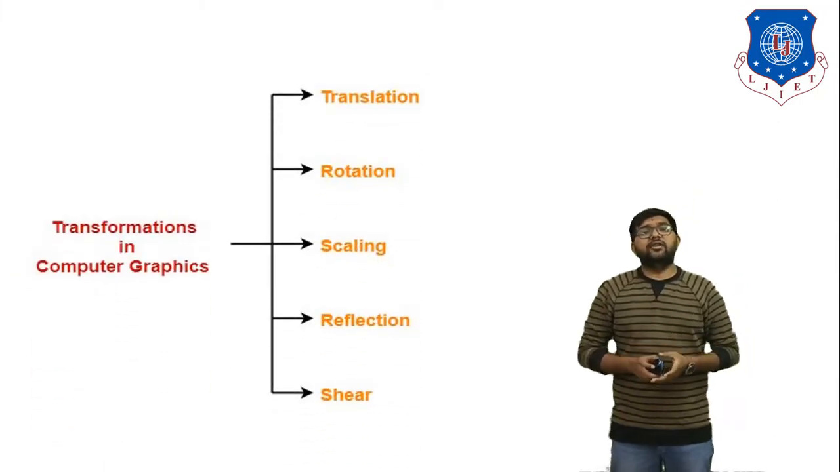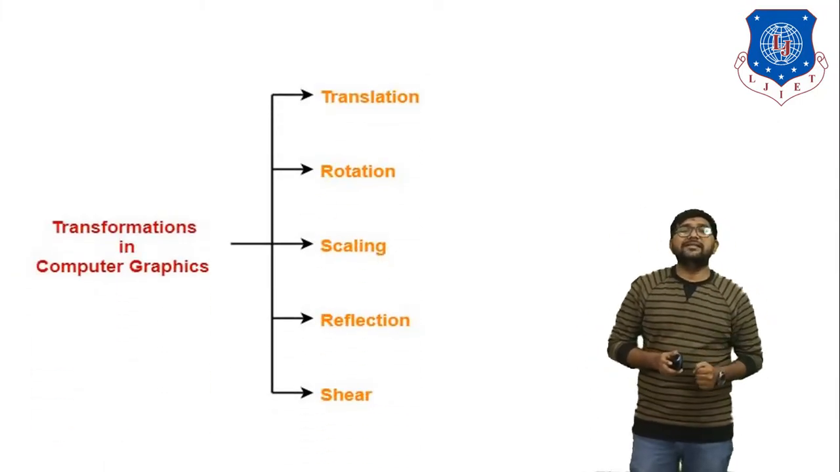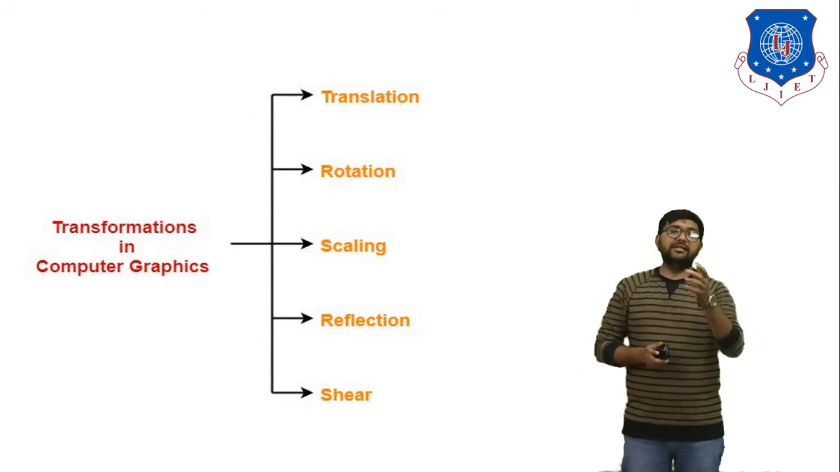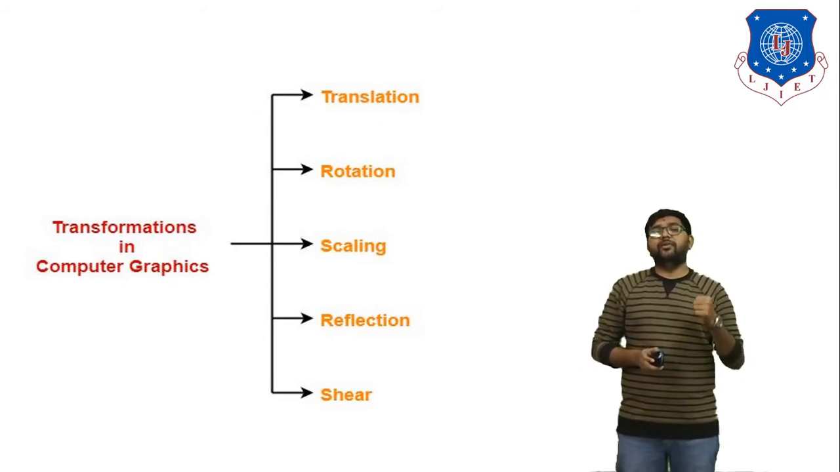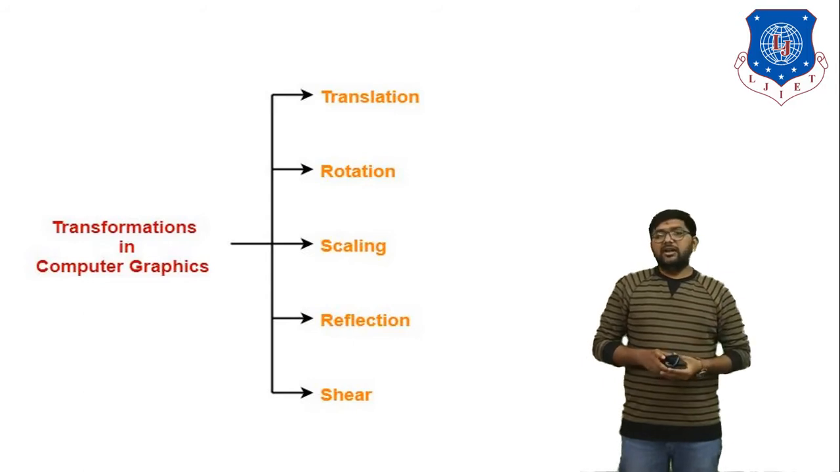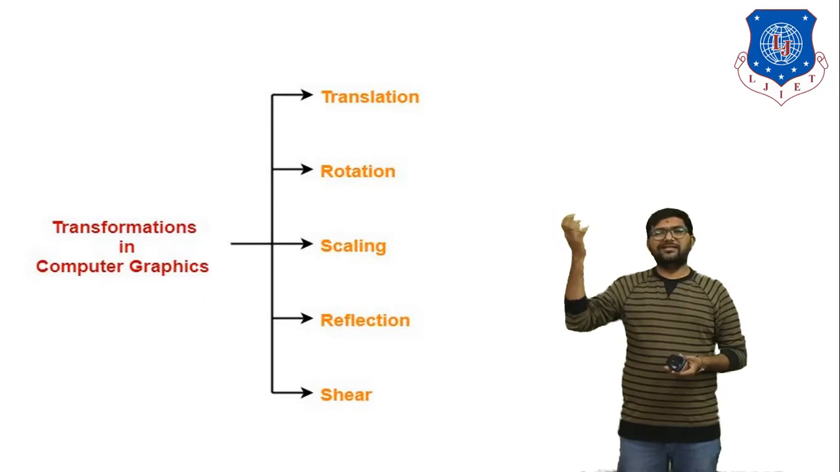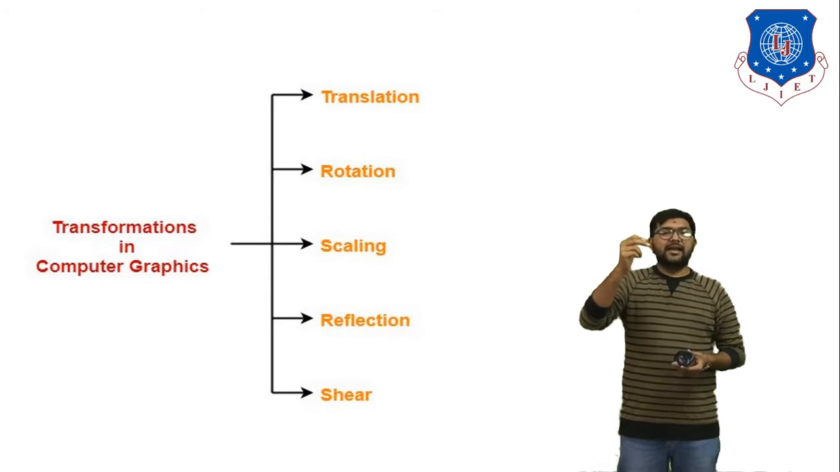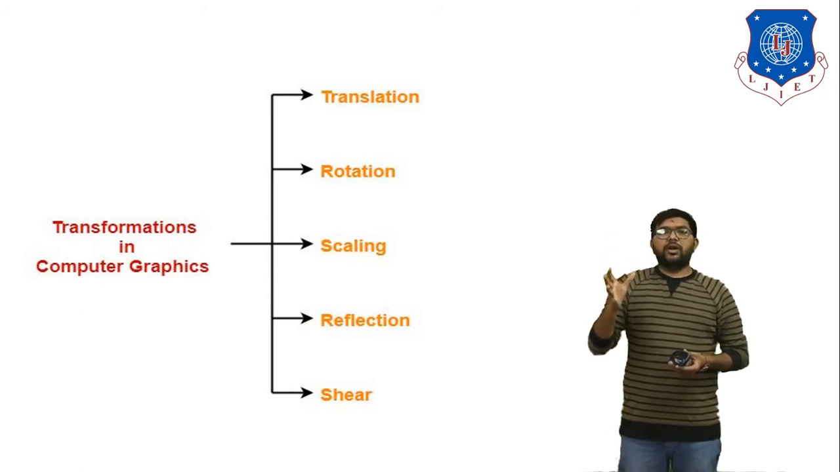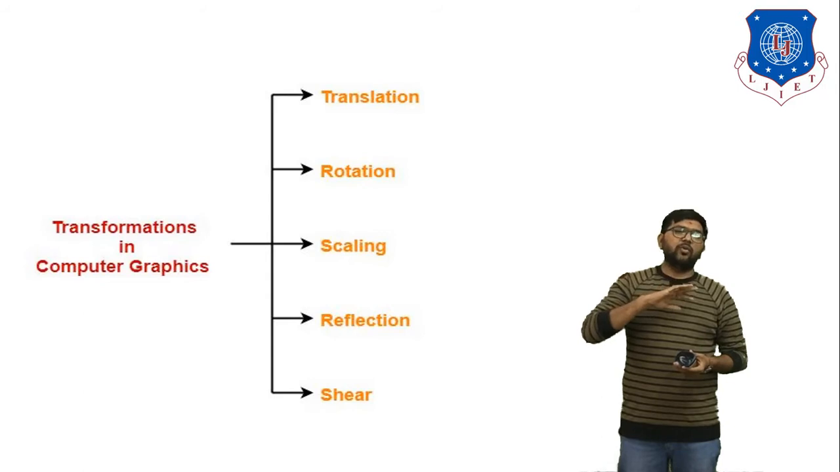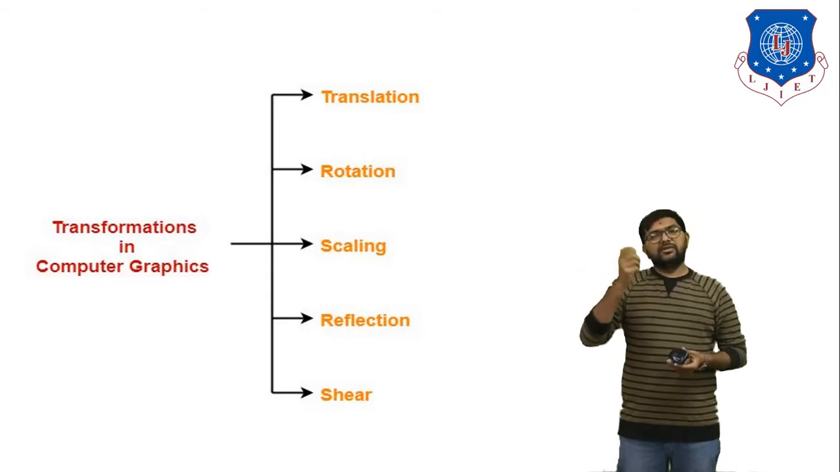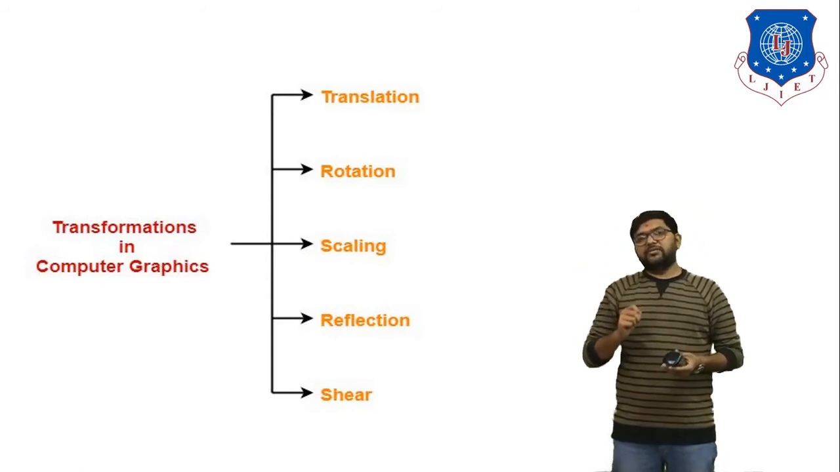In 3D geometric transformation, there are a total of 5 processes, as you can see in this diagram of transformation in computer graphics. First one, translation. Now you all know the meaning of translation: if you want to move an object from one place to another place, that is the simple thing. Second one, rotation. If you want to rotate an object in an anti-clockwise or clockwise direction, that is the process of rotational geometric transformation.